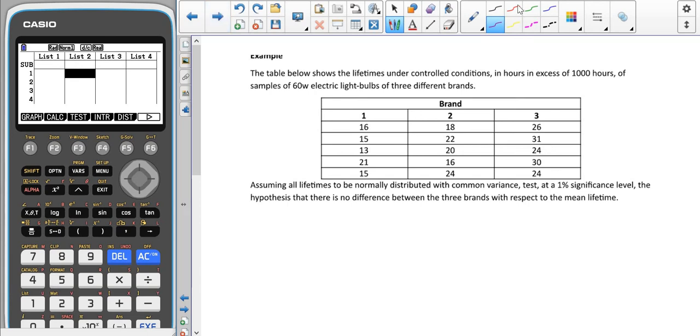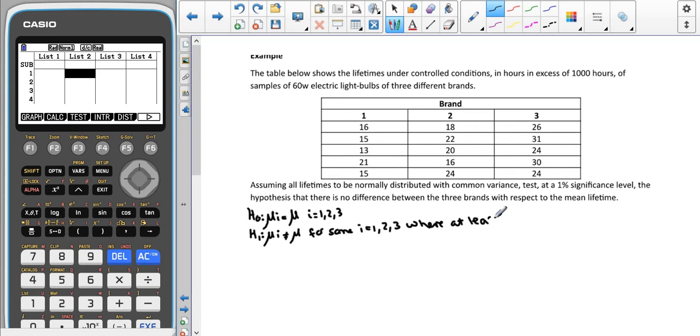So our H0 would be that mu i equals mu for i equals 1, 2, 3, and our H1 would be where mu i is not equal to mu for some i equals 1, 2, 3, where at least two means differ.